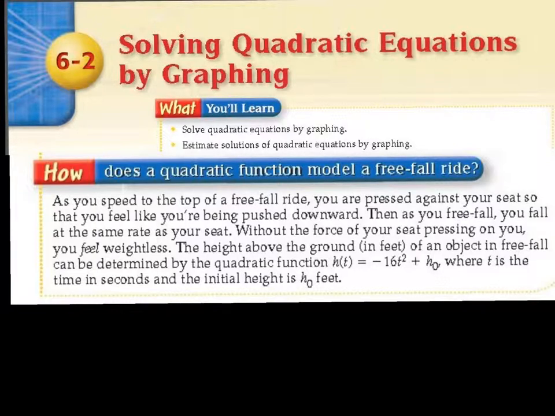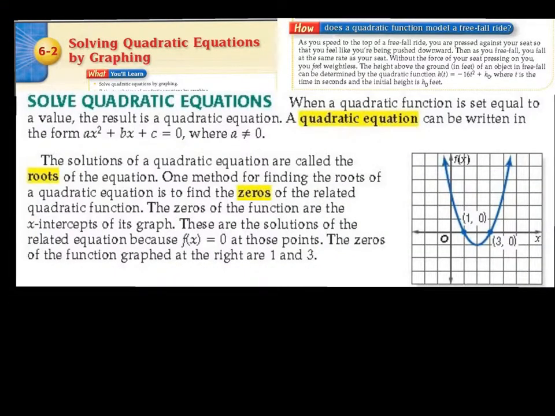The height above the ground in feet of an object in free fall can be determined by the quadratic function h(t) = -16t² + h₀, where t is the time in seconds and the initial height is h₀ feet. When a quadratic function is set equal to a value, the result is a quadratic equation.